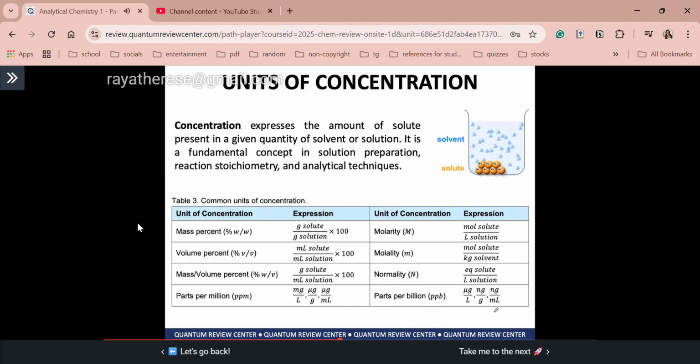Normality, equivalence per liter solution. Merong conversion class ang molar to normal. Kailangan alam niyo yan. And ang ppm, at parts per billion, ppb, ginagamit for trace analysis, lalo na kung sobrang konti lang na-analyte in your sample. Okay? So guys, tayo ay mag-practice.